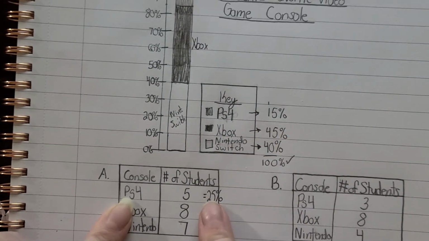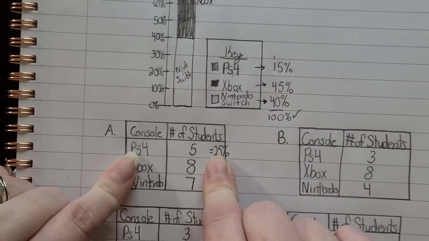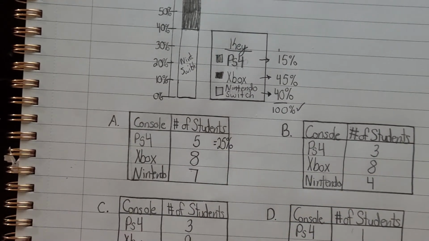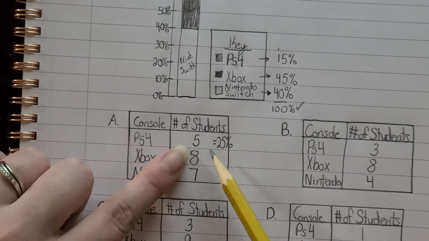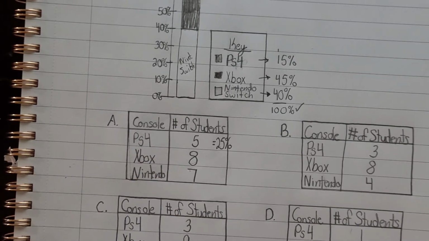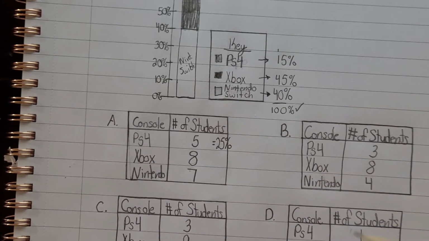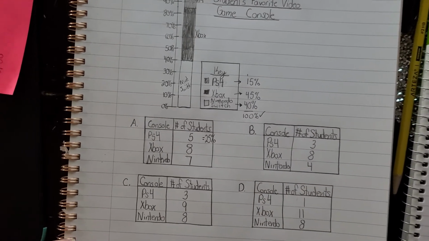They do not match. On your test, you need to go through and convert each one of them to percents. If you just do one and then you get to the end and none of them match, then you've made a mistake. It's better to go through and make sure that you've converted each of them to a percent to make sure they match.